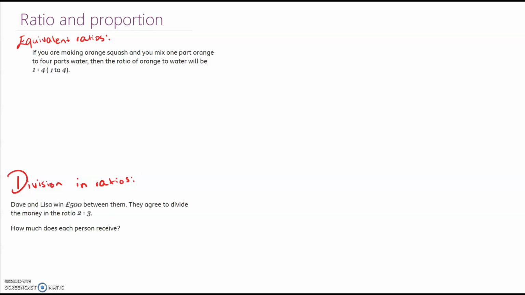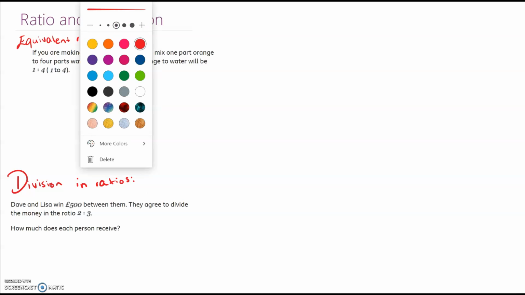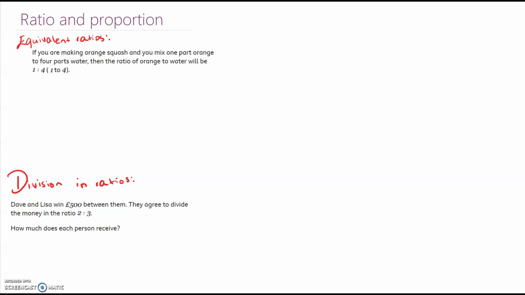All right, quick little refresher on ratio and proportion. So first thing we're going to talk about is equivalent ratios. Equivalent ratios are ratios which are all equal in the same way as we have equivalent fractions.